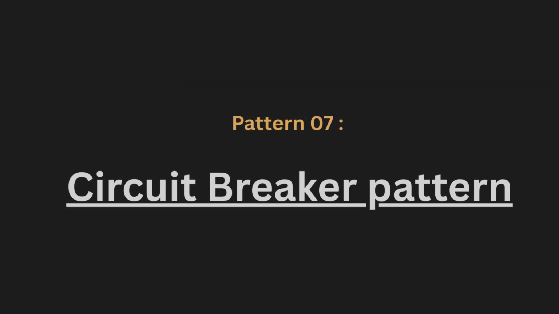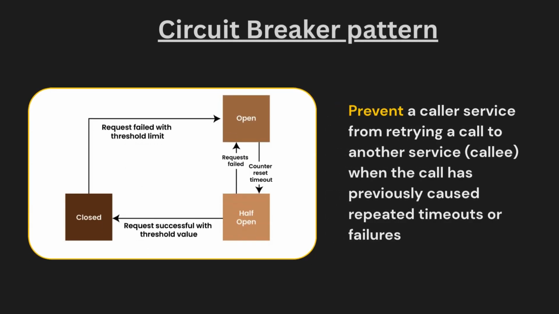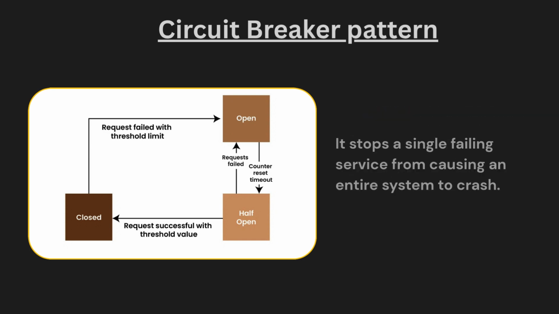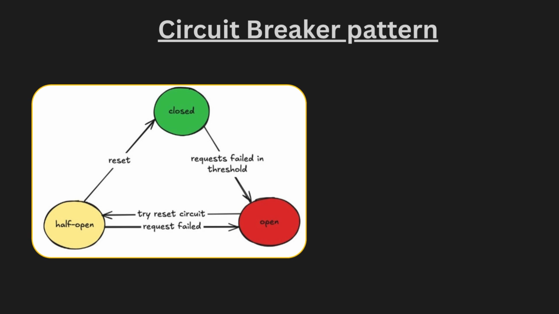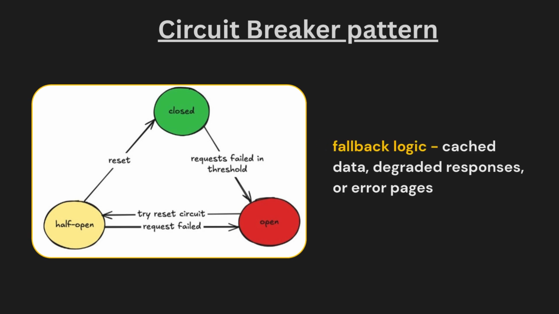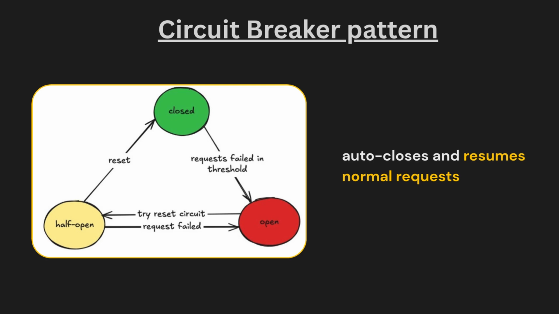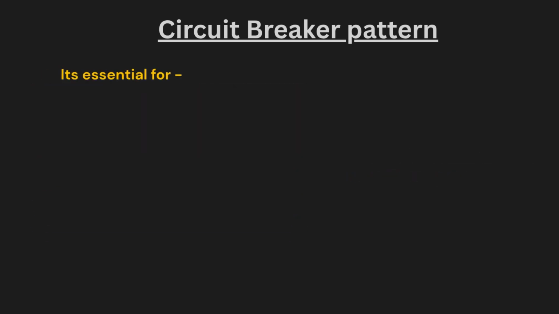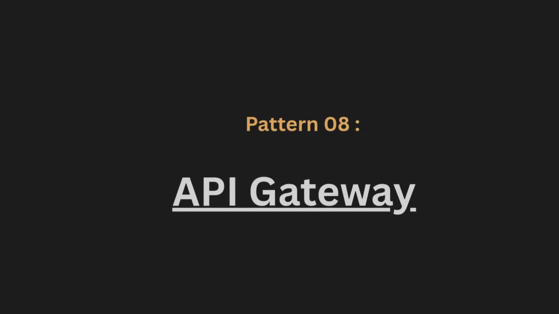Now here's one that protects your system, the circuit breaker pattern. If a downstream service starts failing repeatedly, you don't want your system to keep hitting it and crashing everything. The circuit breaker will open the circuit after a threshold of failures, giving that service time to recover. Meanwhile, you can serve fallback logic, cached data, degraded responses, or error pages. Once the service becomes healthy again, it auto-closes and resumes normal requests. It's essential for resilient and fault-tolerant architectures.